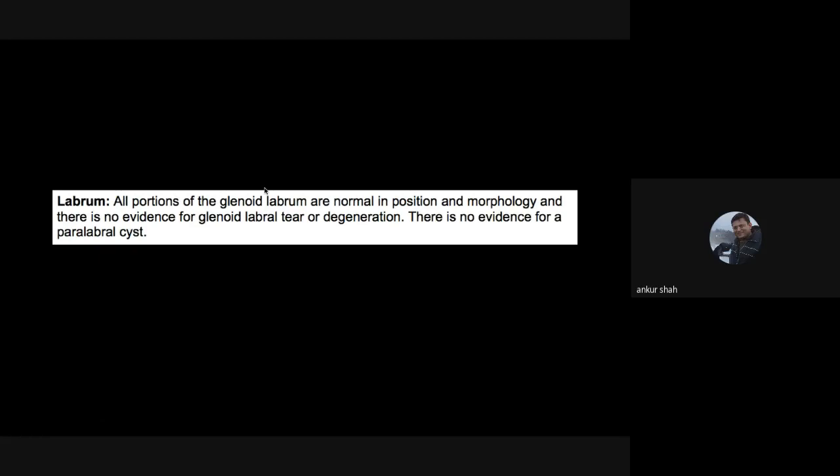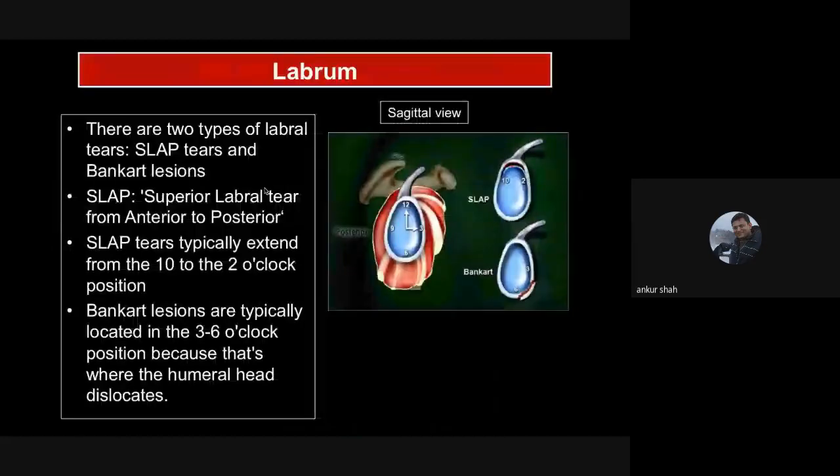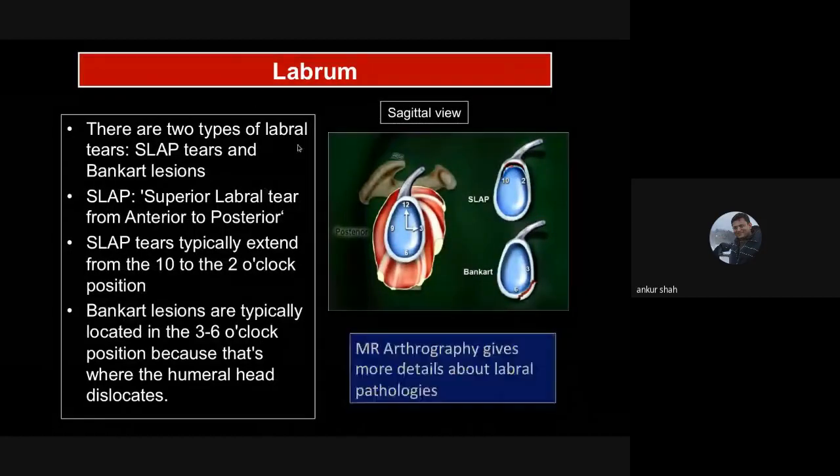Coming to the labrum. So after the rotator cuff, the other important structure is the labrum, and you should know about these labral variants just to avoid misdiagnosis of the tear. The labral tears are of two types. One is the SLAP tears and the other is the Bankart tears. The SLAP tears usually start from the anterosuperior labrum and then they can extend either posteriorly or anteriorly, while the Bankart tears always occur at the anteroinferior labrum, that is in this 3 to 6 o'clock position.